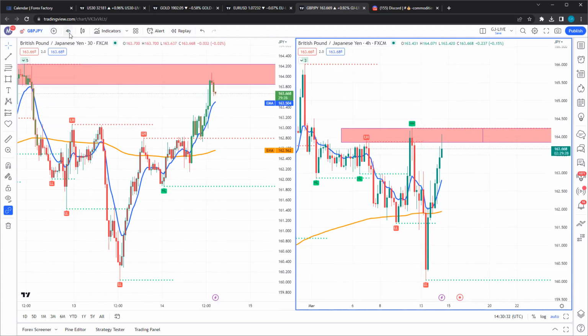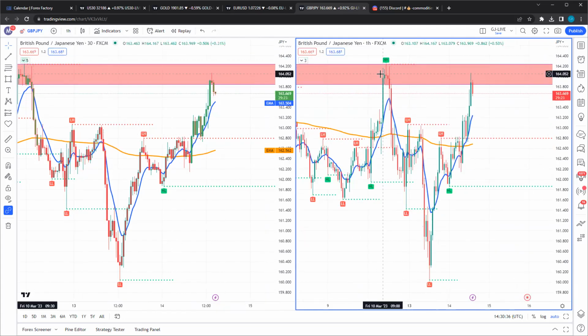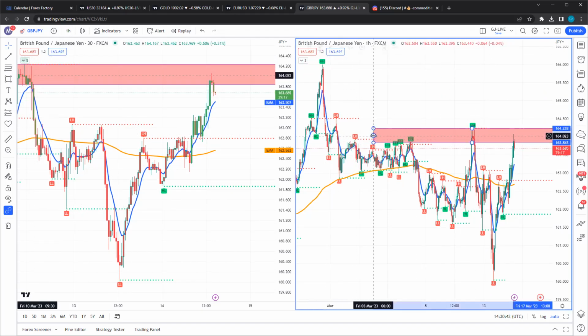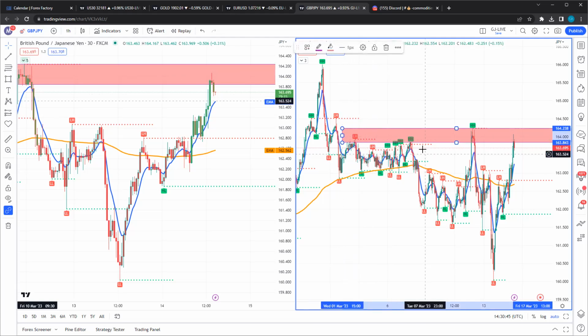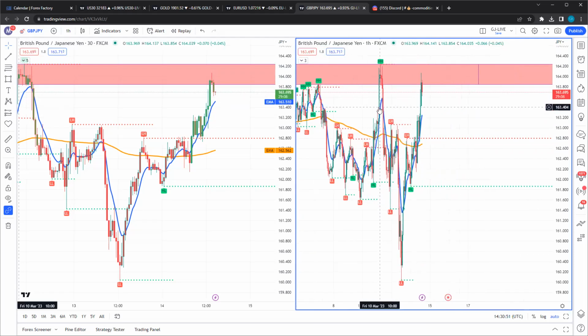Okay, that's the 4 hour. I come to the 1 hour. What do I see? Perfect. This is what I want to see. It lines up with this zone right here. Just the bottom of that and a little bit of the top of that. So this is what I want to see if I'm looking for sells.